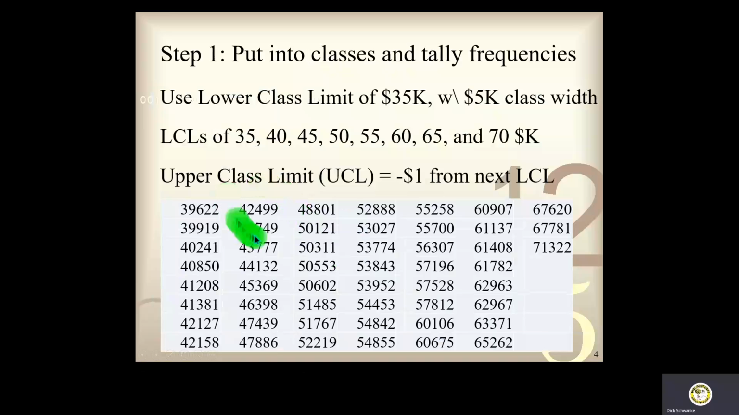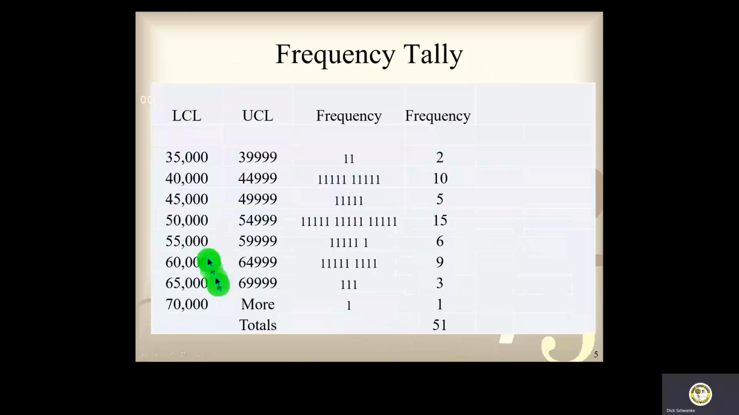And I went through that whole table across, all the way down to 65,262. Made a little tick there. And there were all my little marks on the paper. I then added them up. So there's 2 of those, 10 of those, 5 of those, 15 of those, and so forth. I want to add that column up, and it better come to 51 because there were 50 states plus the District of Columbia, so 51 total.